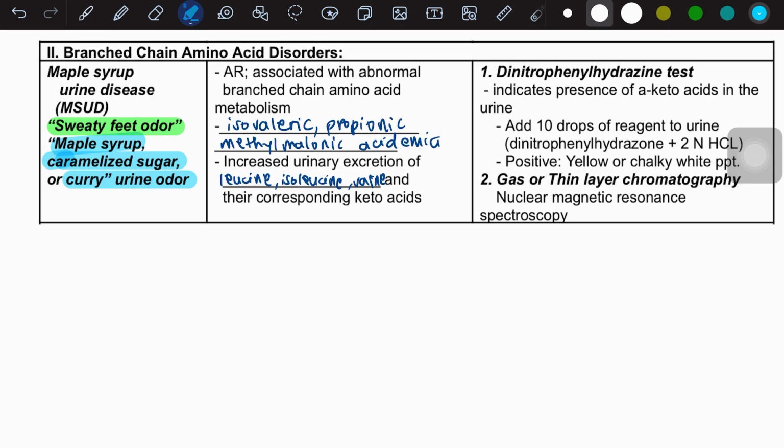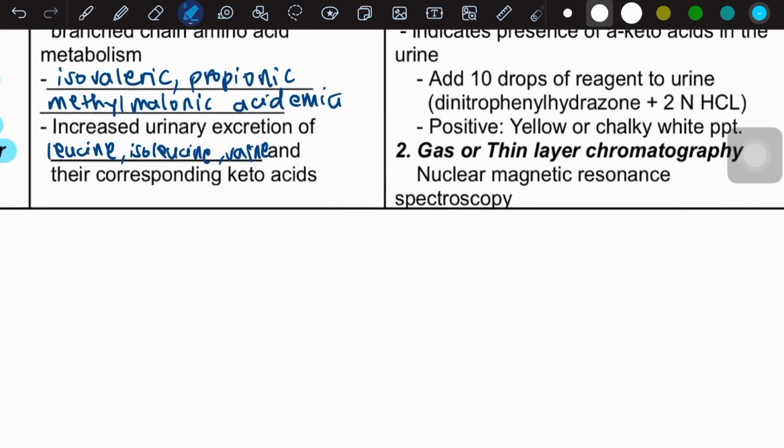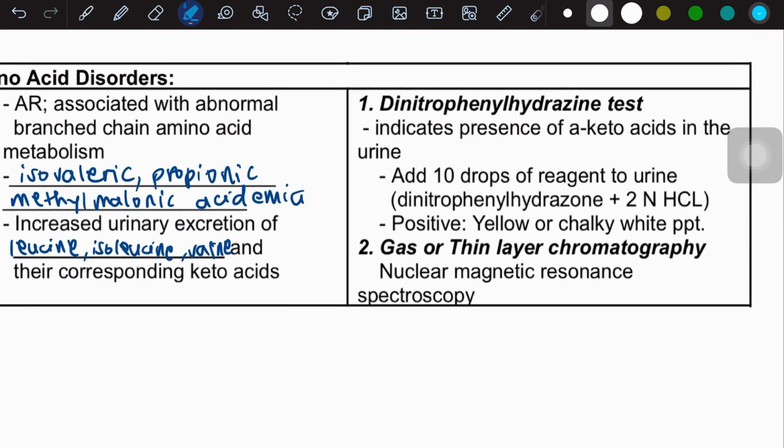So, the urine screening test for our MSUD is the dinitrophenylhydrazine test, or 2,4-DNPH. It indicates the presence of alpha keto acids in the urine. The procedure is to add 10 drops of the reagent to urine. This reagent is dinitrophenylhydrazone plus 2 N HCl.